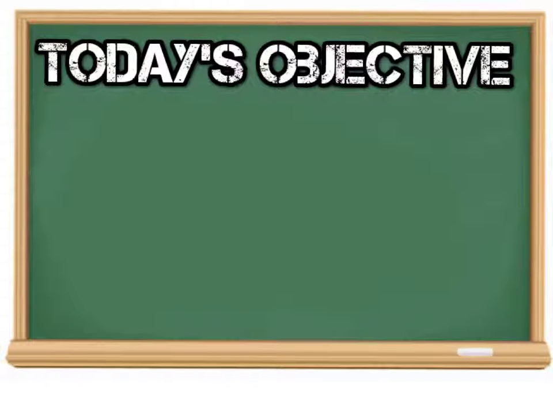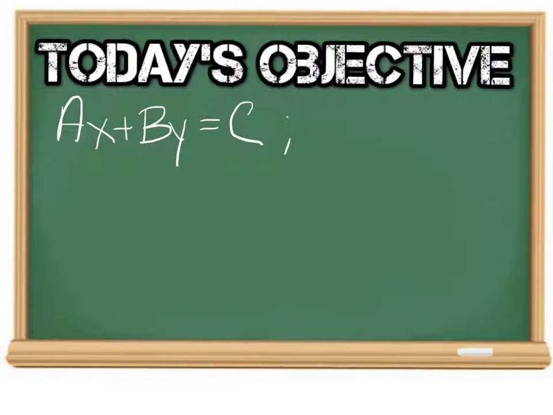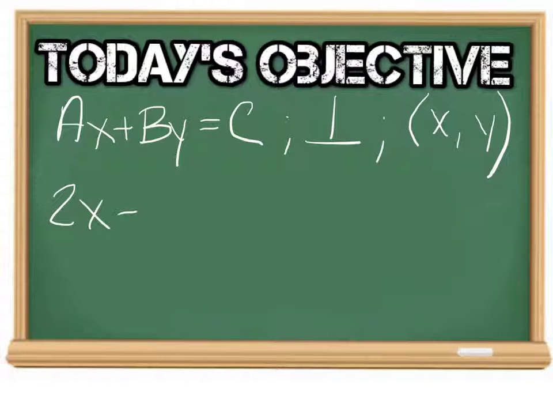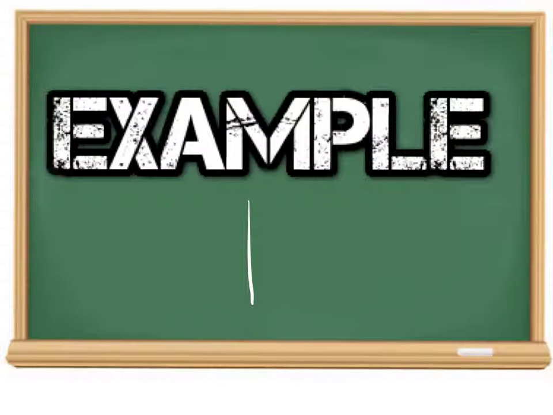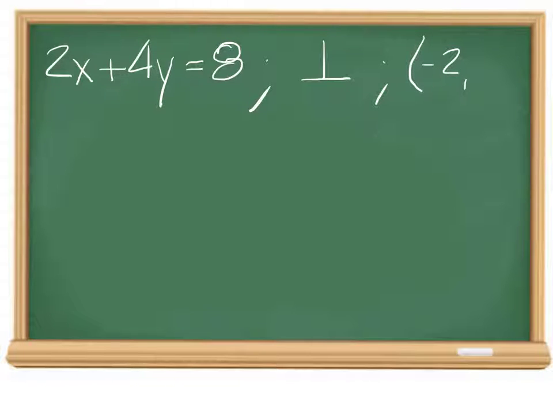The objective today is to start with a standard form equation of a line, and then find a line that's perpendicular to that one, passing through a given point. For example, it could be 2x minus 3y equals 6, and finding a line perpendicular to that that passes through 4, negative 6. Example 1. The line you're given is 2x plus 4y equals 8, and you must find a line that is perpendicular to that that passes through negative 2, 7.